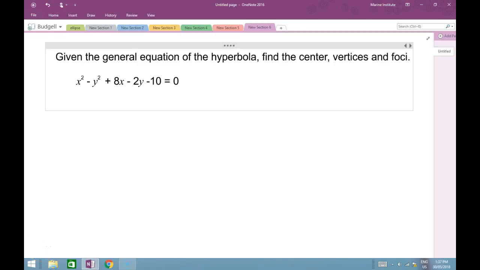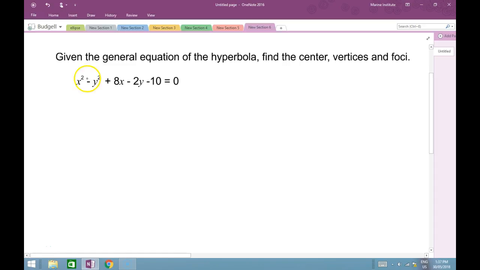Given the general equation of the hyperbola, find the center, vertices, and foci. Now, if you weren't told this was a hyperbola, you should be able to recognize that we have an x squared right here and a minus sign in front of the y squared. When one of the terms is positive and the other term is negative, this is how you can recognize right away that we have a hyperbola.